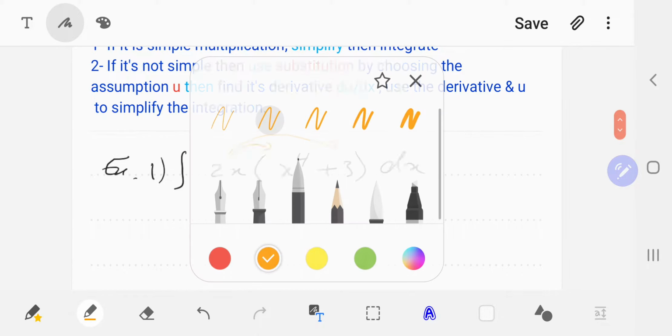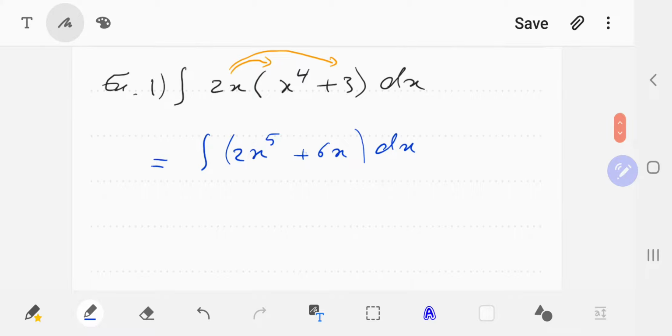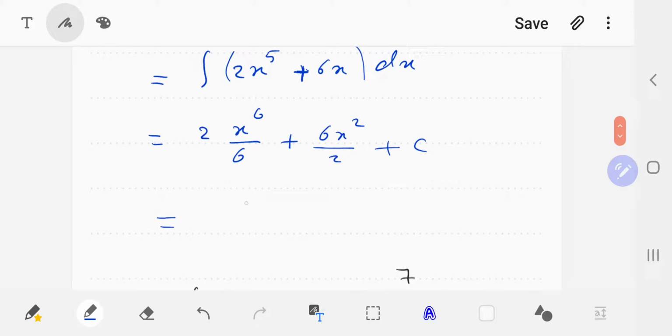That's a simple multiplication. So how am I going to integrate this? This is easy. Integration of 2x to the power of 5 plus 6x, all depending on x. Now it becomes addition between two simple functions that are ready to be integrated. 2 can be taken out, so it's 2 times x to the power of 6 over 6 plus 6x squared over 2 plus c. As you see, this is simple and can be simplified. So it's x to the power of 6 over 3 plus 3x squared plus c.